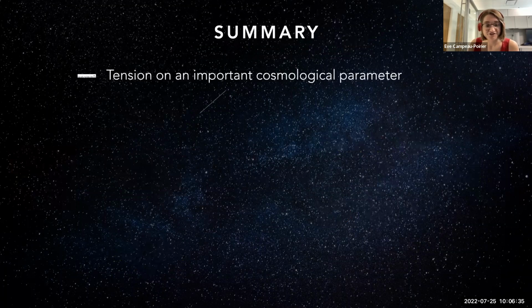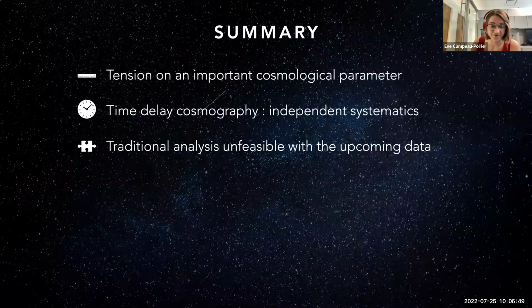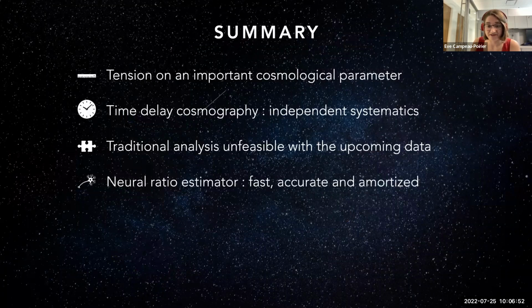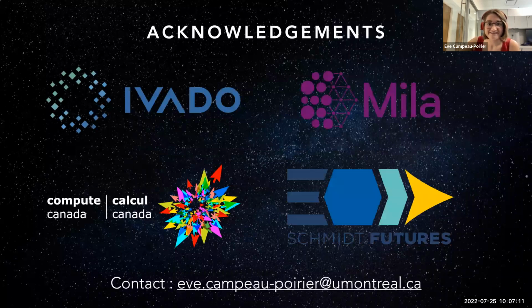So to summarize, there is a tension on the Hubble constant, which is an important cosmological parameter. Time delay cosmography is a method with independent systematics that could help to shed light on this discrepancy. But its traditional analysis is unfeasible with all the upcoming data. So this is why we explore the application of a neural ratio estimator, because it is fast, accurate, and amortized. For now, we are developing it on a simple analytical problem. Our results indicate that this framework is promising, but it first needs calibration and to pass the test of realistic uncertainties. So thank you very much, and sorry for the coughing.